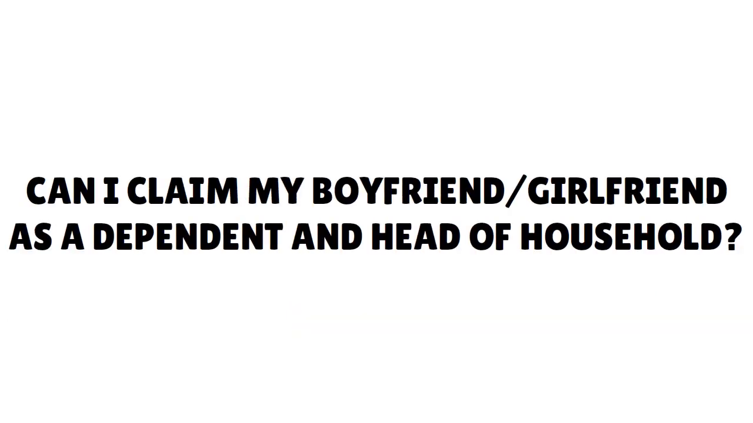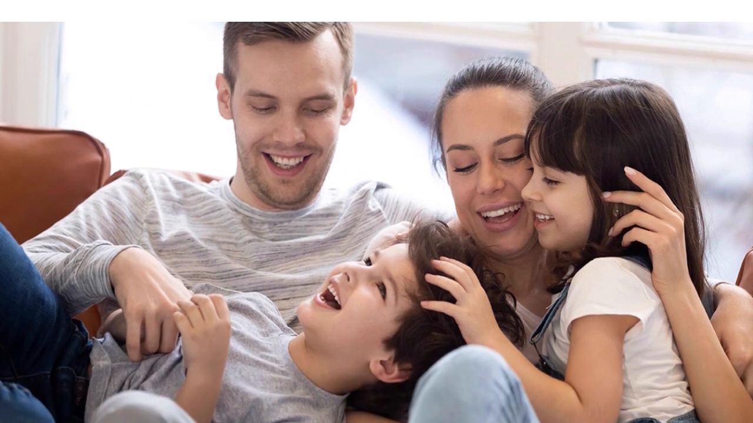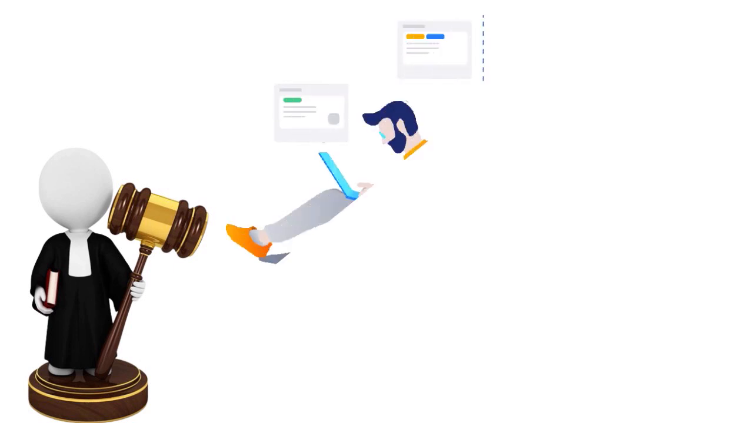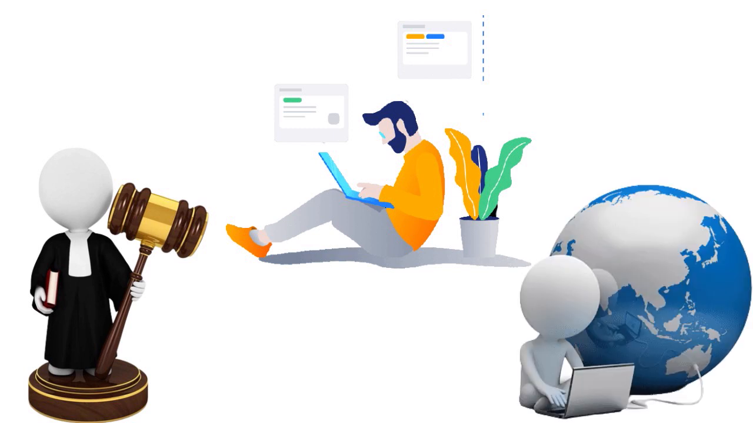Now let me talk about, can you claim your boyfriend or girlfriend as a dependent and head of household? It's a pretty interesting question. Even if your boyfriend or girlfriend meets the IRS definition of a qualifying relative dependent, you still cannot use the head of household filing status because this person is not related to you in the required ways. Boyfriends and girlfriends don't meet the IRS criteria. You're not legally bound yet. Okay. So you can learn more about the rules of whether you can claim a boyfriend or girlfriend as a dependent on your income taxes on the IRS website.